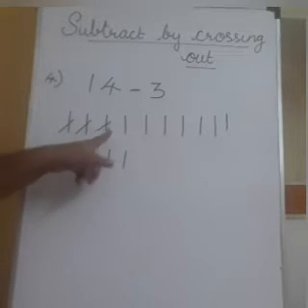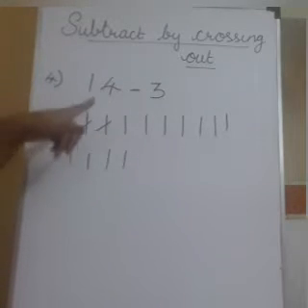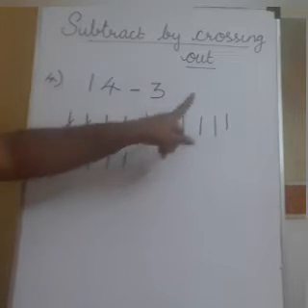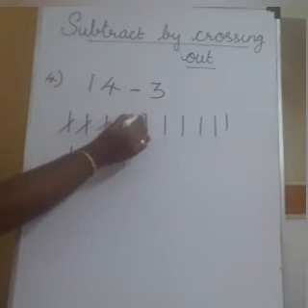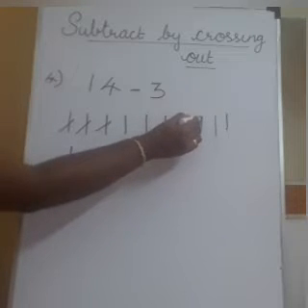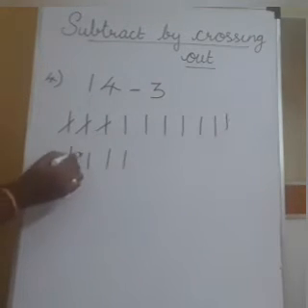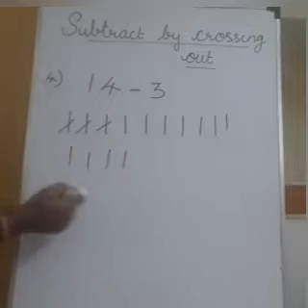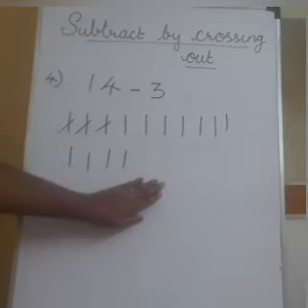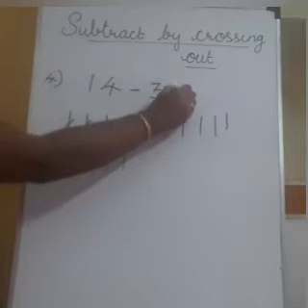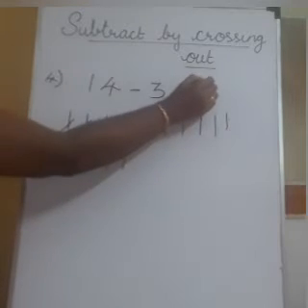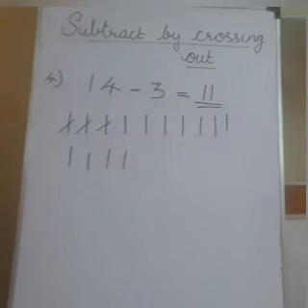Then what is the next step we are going to do? Yes, we are going to count the remaining lines. Let us count together. 1, 2, 3, 4, 5, 6, 7, 8, 9, 10, 11. Dear kids, how many lines are remaining there? There are 11 lines. So, the 11 is the answer. 14 minus 3 equals 11. Is it clear, my dear kids?